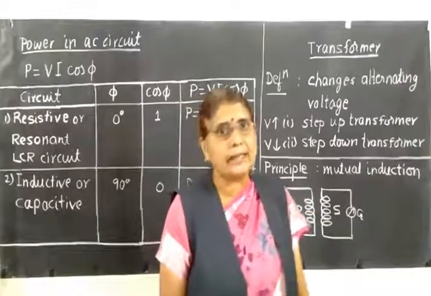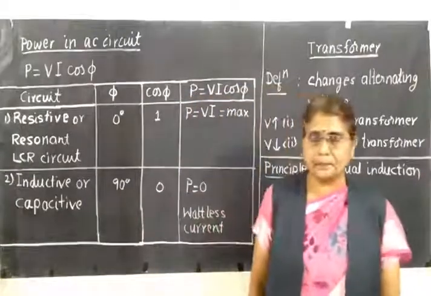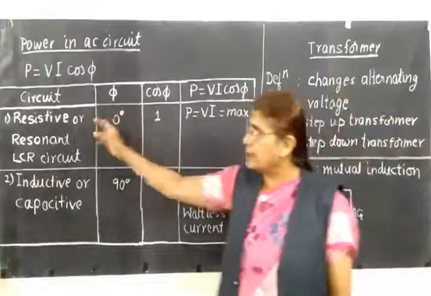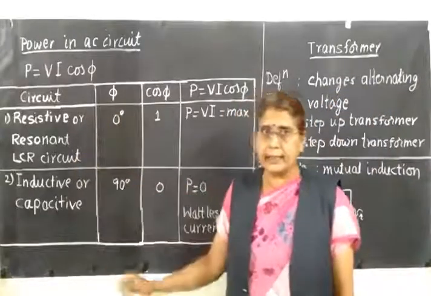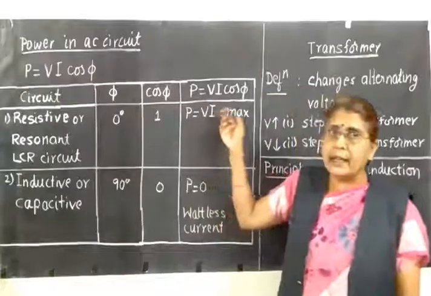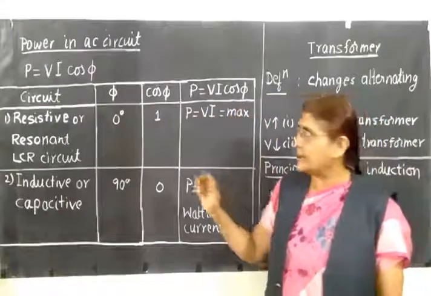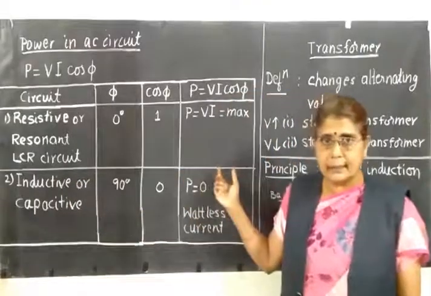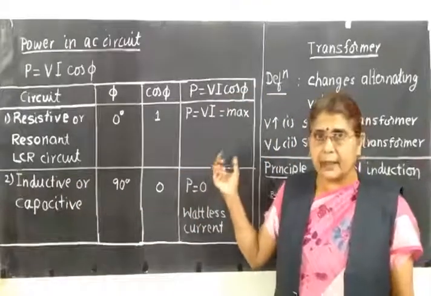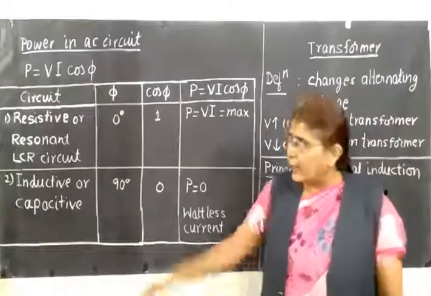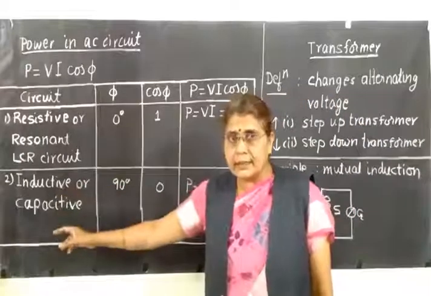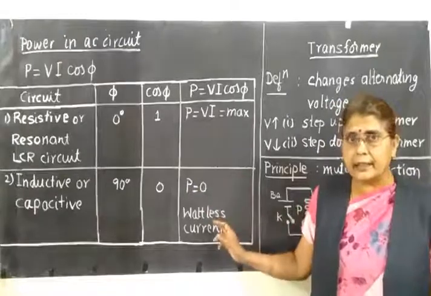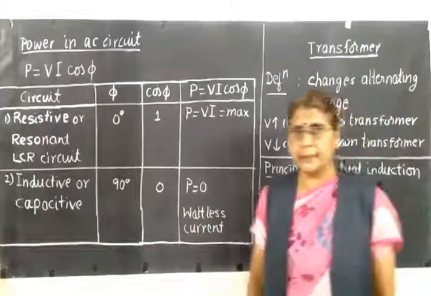So let us summarize the points we have done just now. We have found out the power dissipated in a resistive or resonant LCR circuit. The power dissipated is maximum, whereas in an inductive or capacitive circuit, no power is dissipated. Dissipated means wasted. Therefore, when current flows in an inductive or capacitive circuit, there is no dissipation of power and that current is called a wattless current.